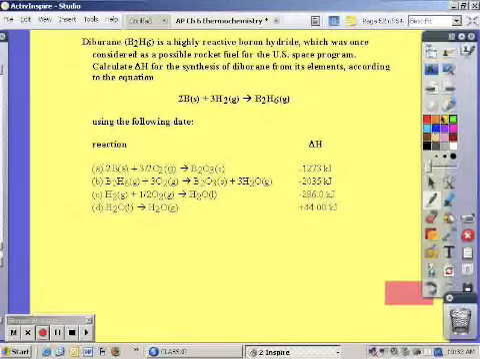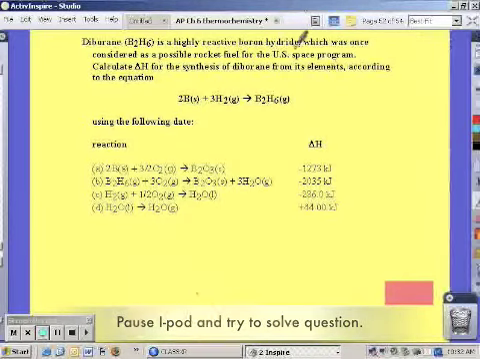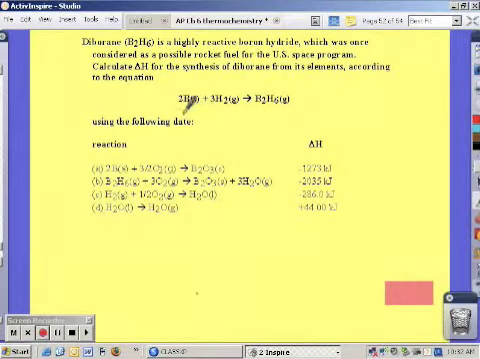Okay, look at this problem in your booklet and pause the video and try to solve this question on your own. Notice we have boron as a reactant in the reaction, so that one should be good. That's the only place we have it, so we have to leave that reaction alone.